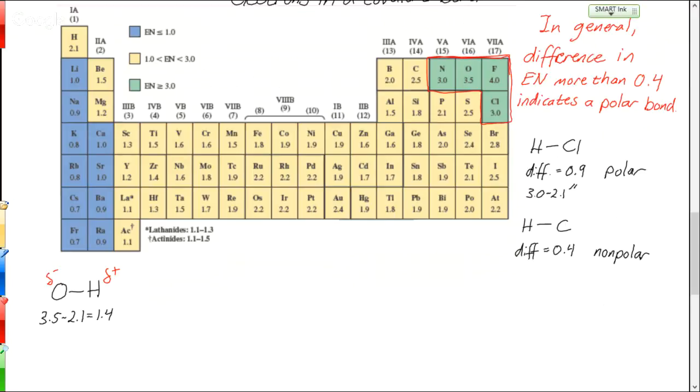All right, does that make sense? Okay. All right, so that's polarity. We're going to take a break from polarity. Sorry, not in class. We just started.